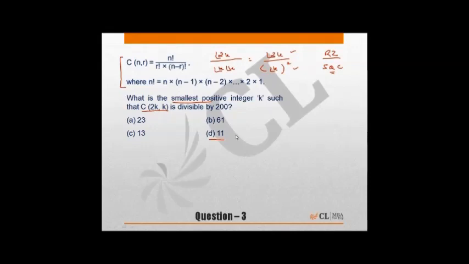So this will mean 22 factorial upon 11 factorial into 11 factorial. Now this has to be divisible by 200, which means the power of 10 in the numerator should be 2 more than that in the denominator. Only then this will be possible.